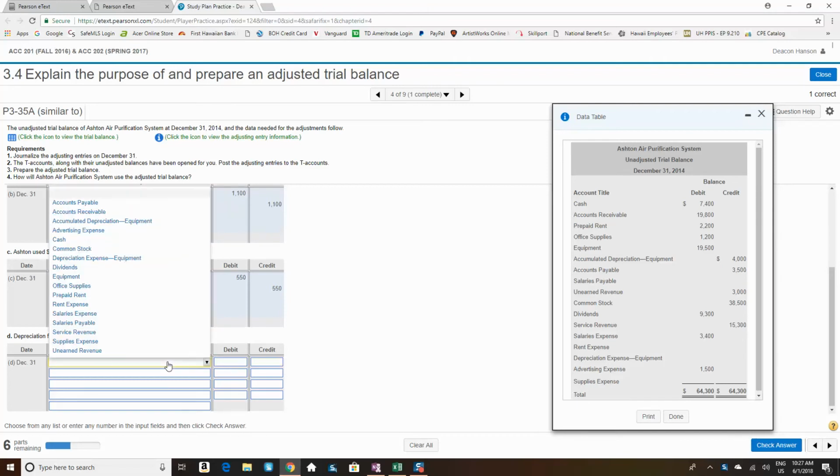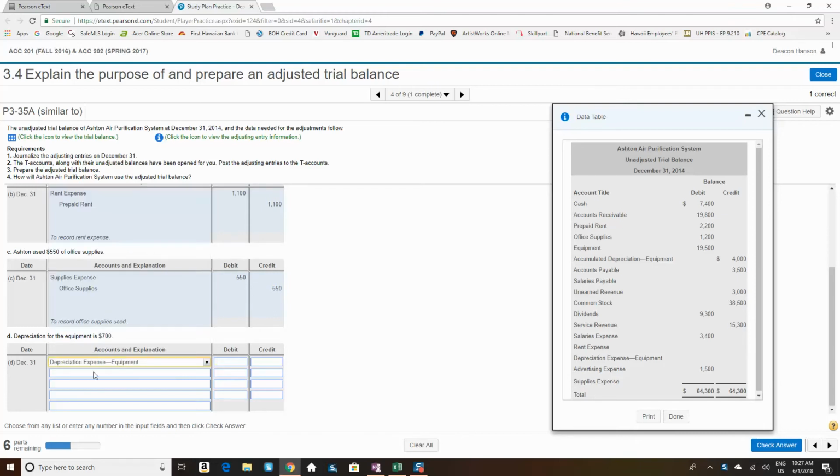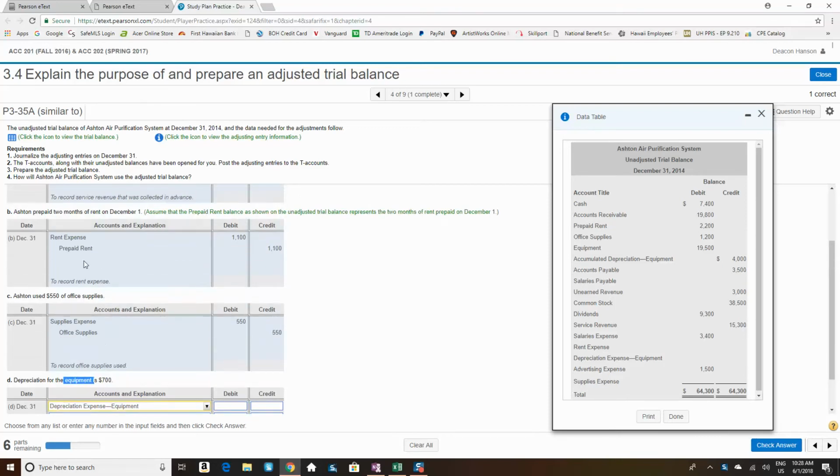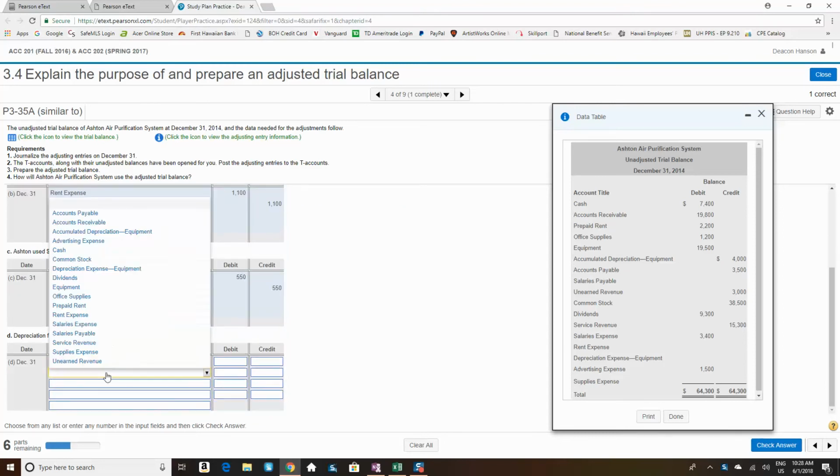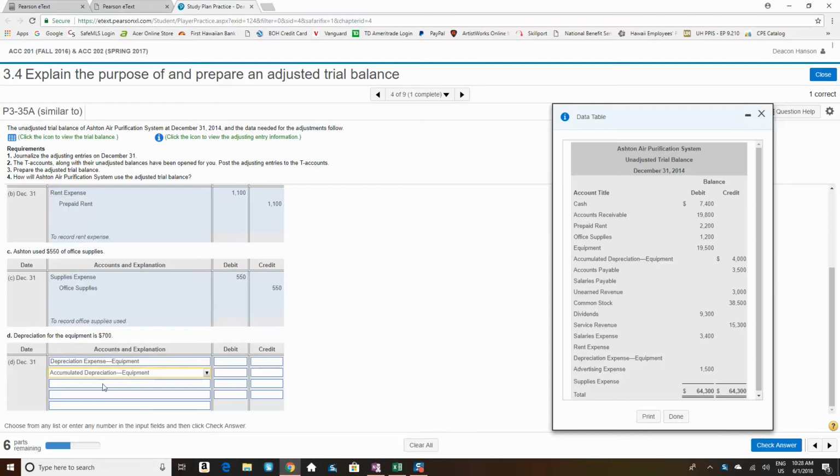Now with depreciation, we're going to have a depreciation expense account, but we're not going to reduce the equipment directly. So unlike office supplies, unlike prepaid rent, we don't credit equipment directly. What we do is we have what we call a contra asset account. So everybody should remember that. This accumulated depreciation is a contra asset account.